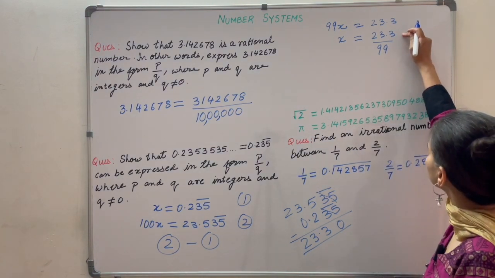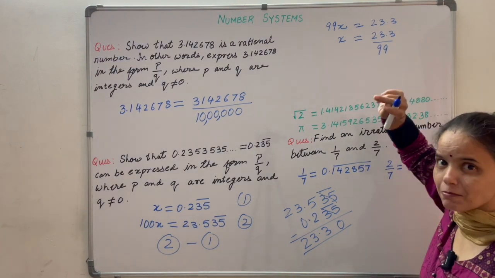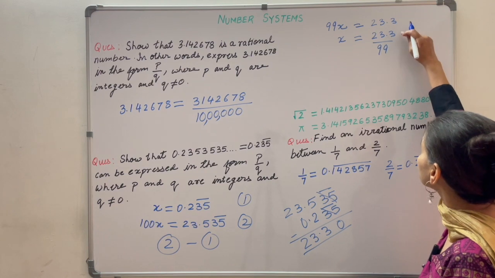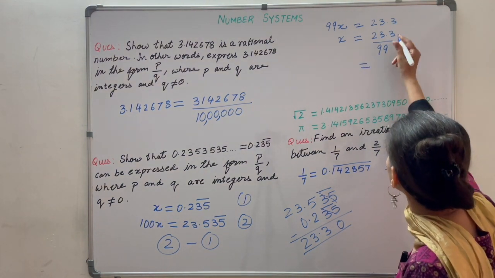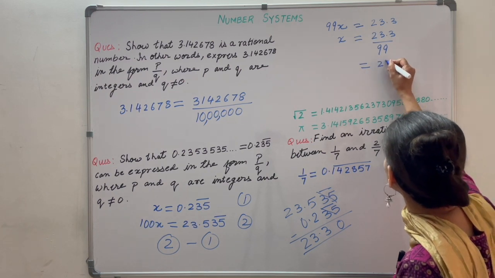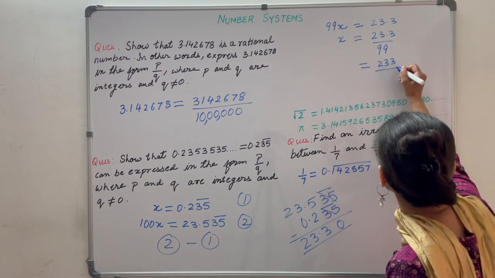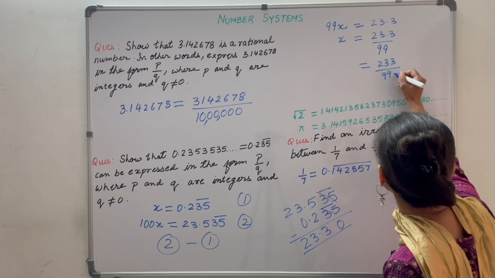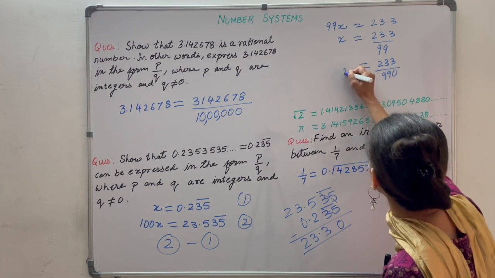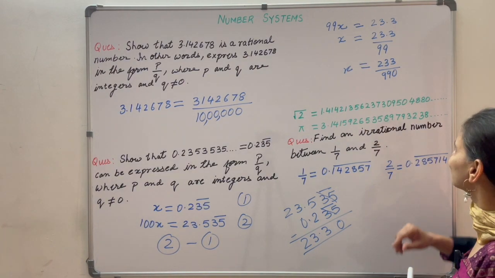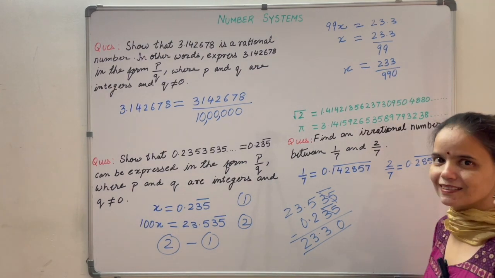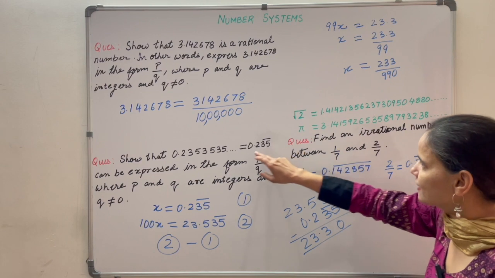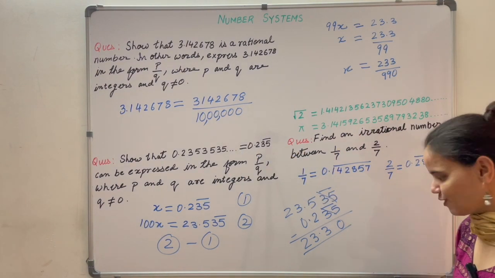So this has to be integers. This is a decimal number. To convert into an integer, I will multiply both numerator and denominator by 10. So when you multiply both numerator and denominator by 10, here you will get 233, and in the denominator you will get 990. So the rational number is 233 upon 990. If you divide this, you will get the same decimal expansion.